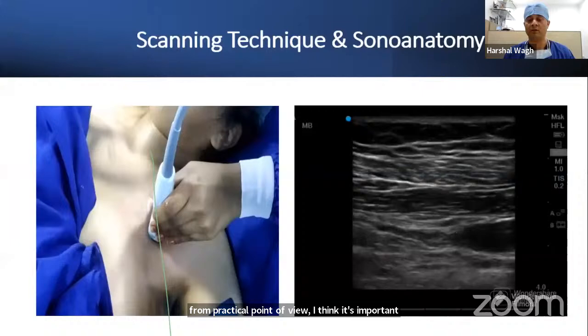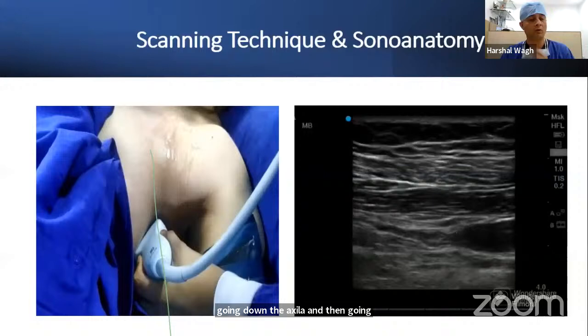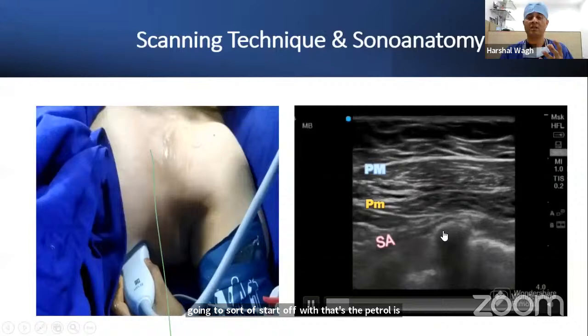Now, how does the sonoanatomy look? If I move my probe from this position going down the axilla and then further onto the chest wall, what does the sonoanatomy picture look like? I'm going to start off with the pectoralis major and minor, which are the two main muscles in the front of the chest. I'm starting to see these ribs and the glistening pleura.